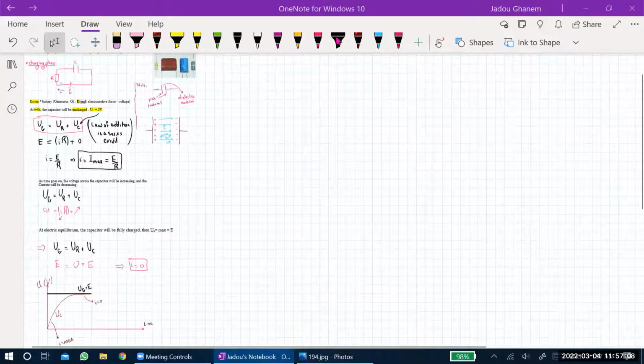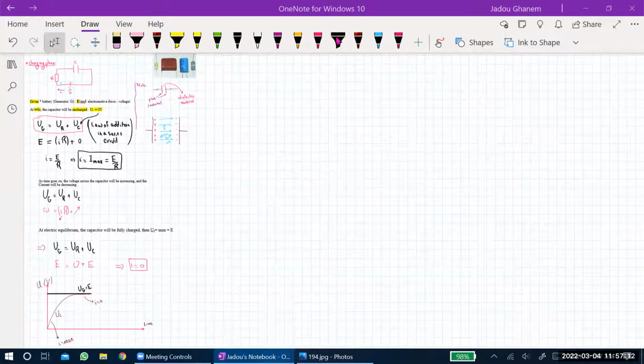Always we write the same steps. We start from t equals 0 till the end, depending on the question. They will ask you maybe at t equals 0 what will happen, or what's the current initially, or what's the current finally, or they will ask you in special detail. But it's the same steps. Yes, it will be repeated.